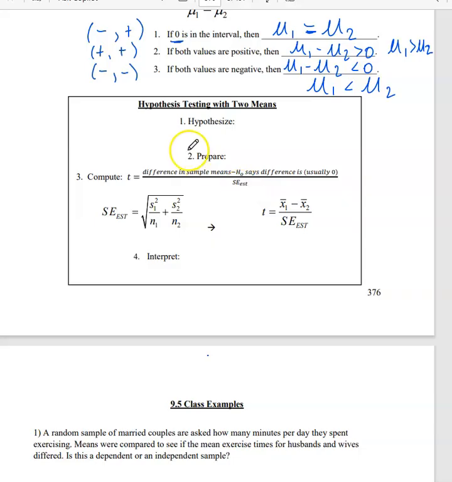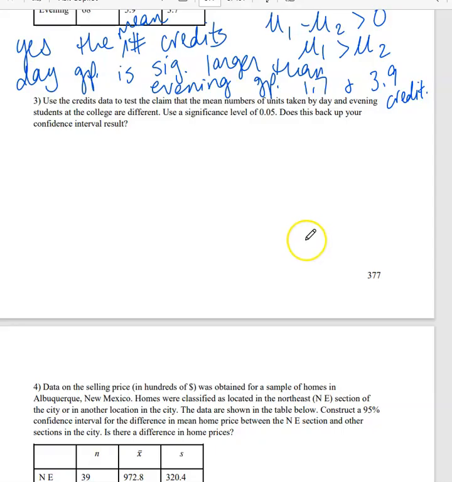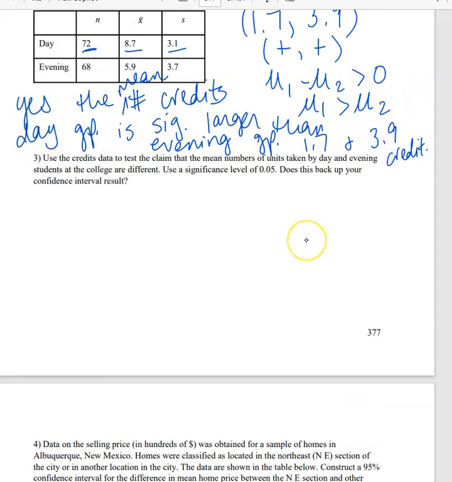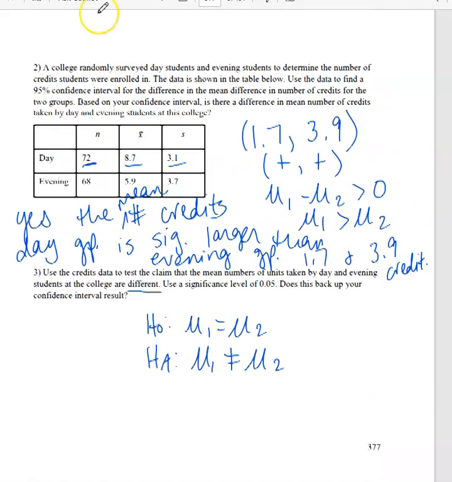But just like always, our hypotheses, we're going to have a null and an alternative. In this example, we're looking at not equal to for the alternative. So my hypothesis, let me go ahead and jot that down here. The null hypothesis, of course, would be that mu1 is equal to mu2. And the alternative would be that they are different. So mu1 does not equal mu2.